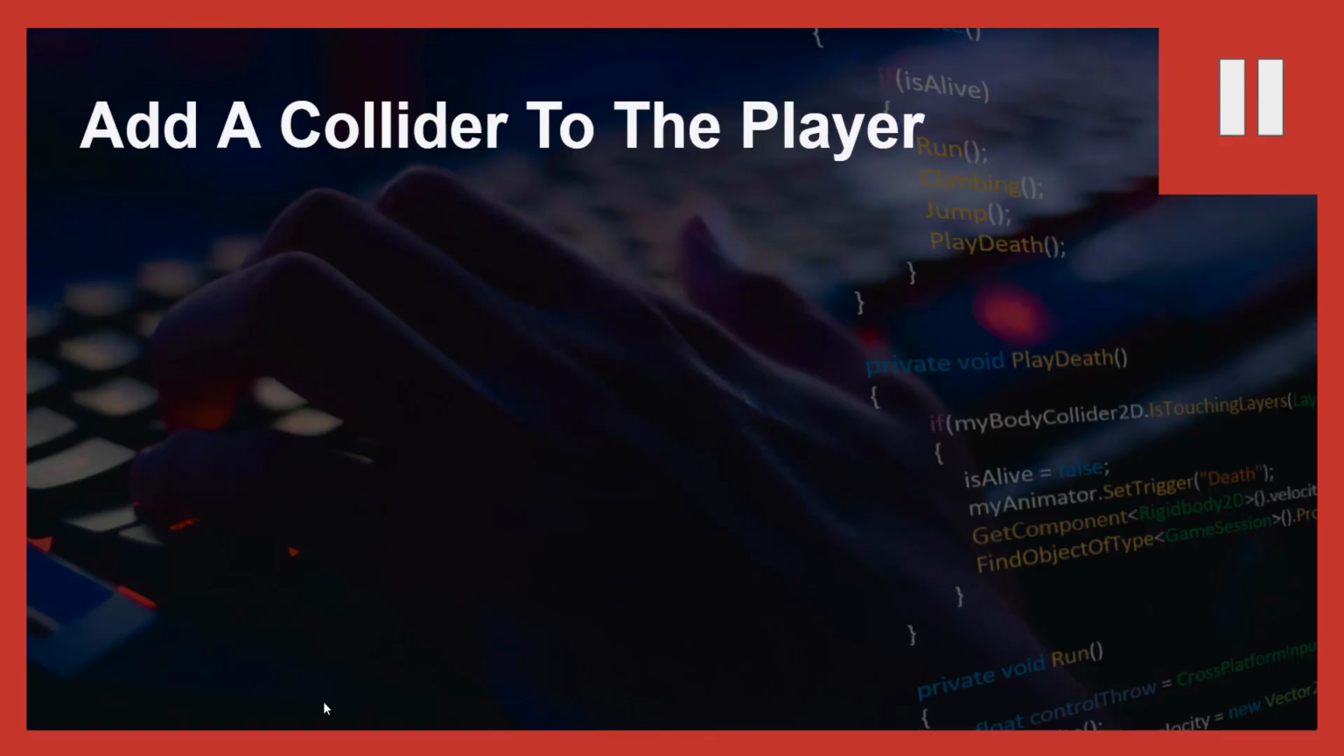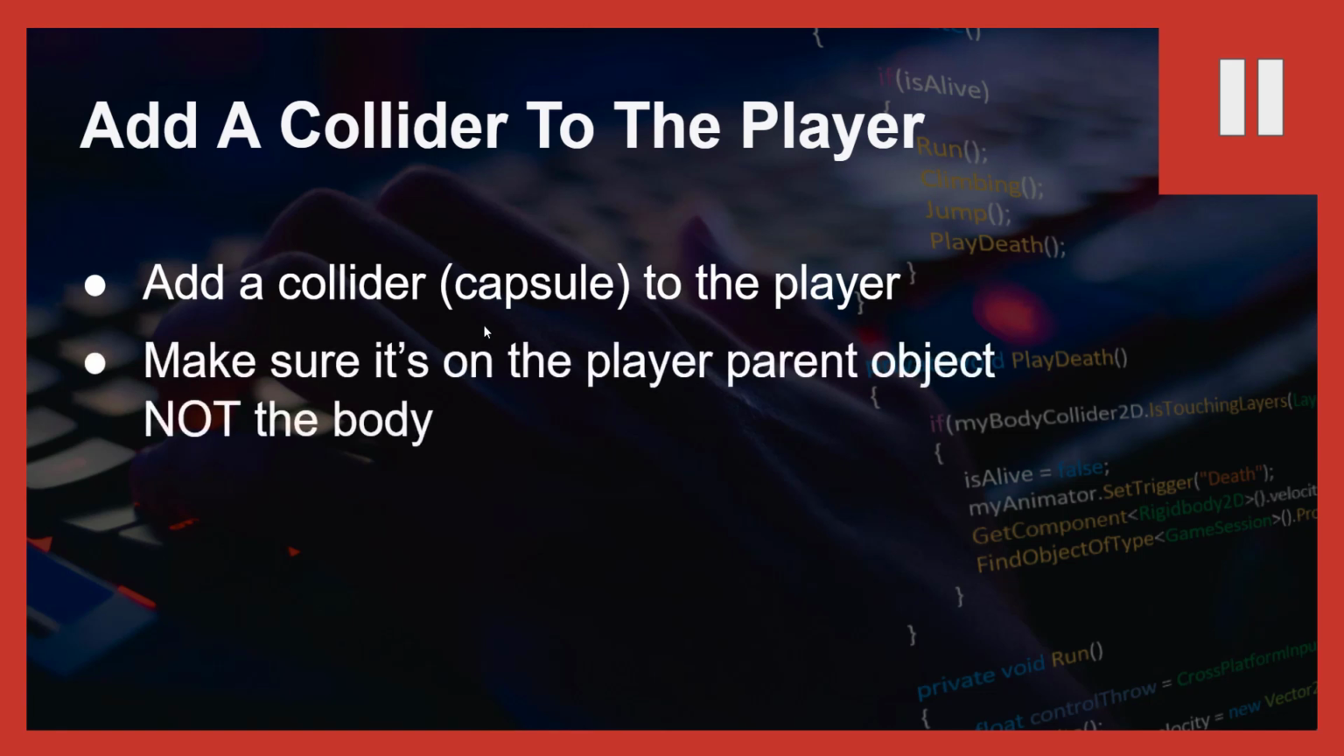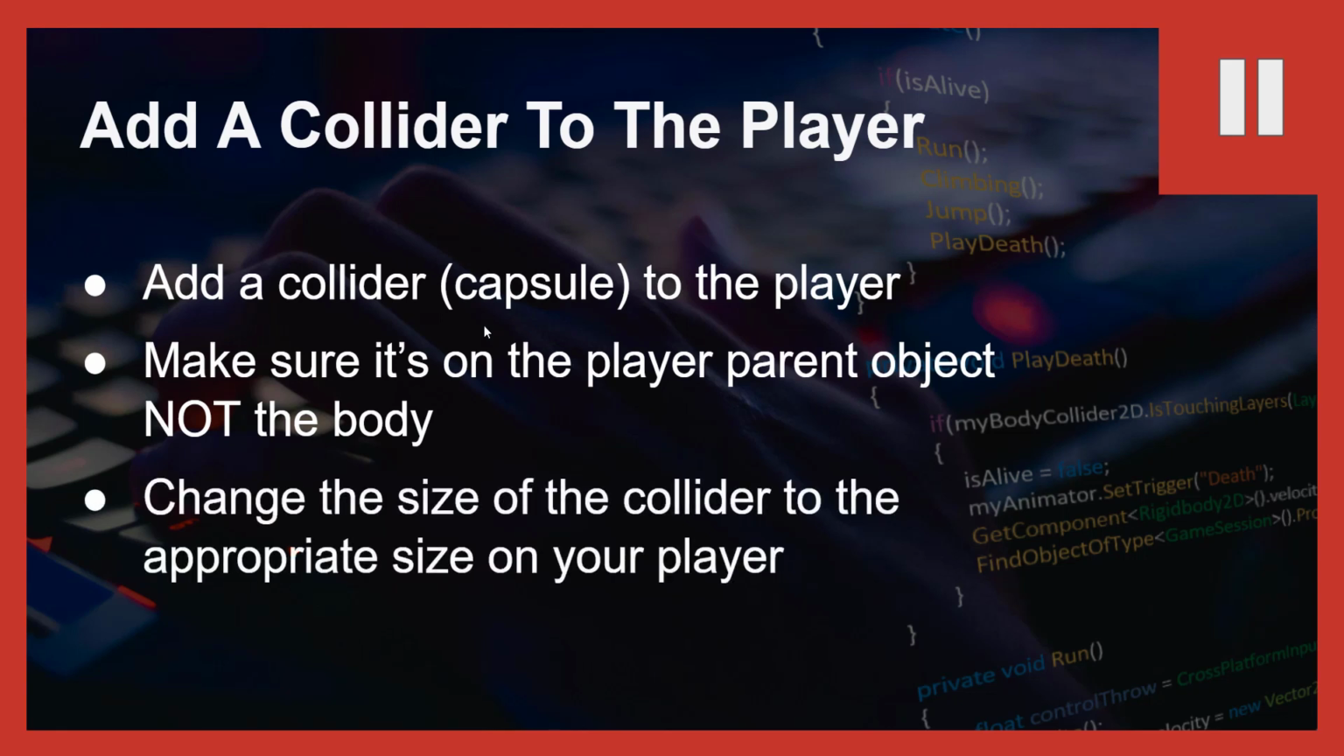So this is going to be your challenge, and your challenge is to add a collider to the player. So add a collider, a capsule. It doesn't have to be a capsule, it depends on the size and the frame of your player, the one that you personally got, or if you're using the same one as I am. Make sure it's on the player parent object, not the body. And change the size of the collider to the appropriate size of your player. So with these instructions, pause the video right now and go do the challenge.